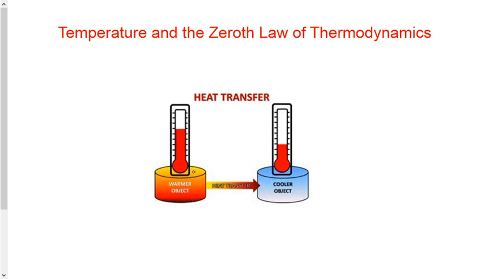Our left object here is a warmer object, and the right object is cooler. So heat is going to transfer between the two of them until they are the same temperature. So the zeroth law of thermodynamics dictates that that will happen. So let's get a difference between temperature right away and heat. Heat is going to be a transfer of energy, whereas temperature is a measure of the average kinetic energy that something has.